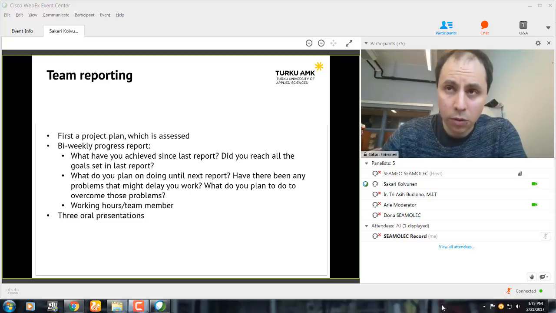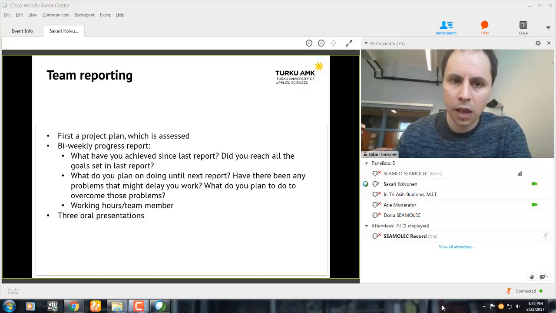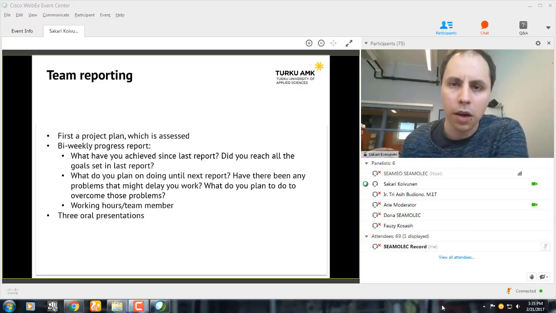And what are they going to do during the next 2 weeks, and will there be any problems that you can foresee, and what can you do beforehand to overcome those problems. And then in each of the biweekly progress reports, they presented the working hours for the students, so we were able to see how hard they have been working and what they have been working on.